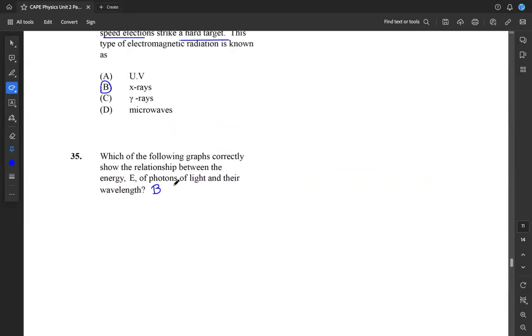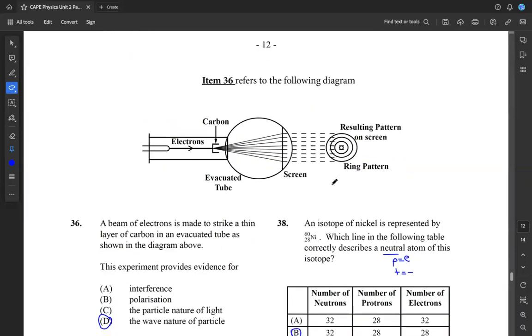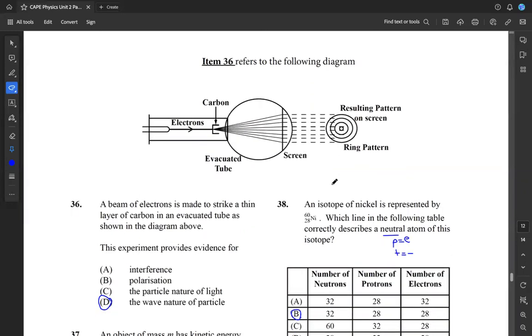So they don't show anything here, so this is not really a question, right? It's blank. So moving down to item 36, which refers to the following diagram. So let's look at this diagram together, guys.